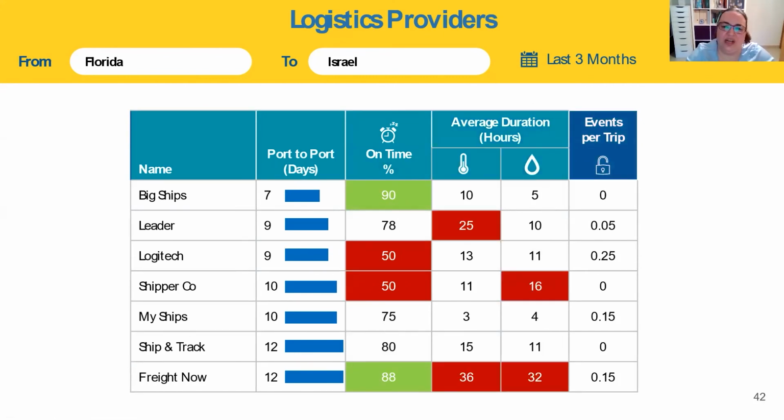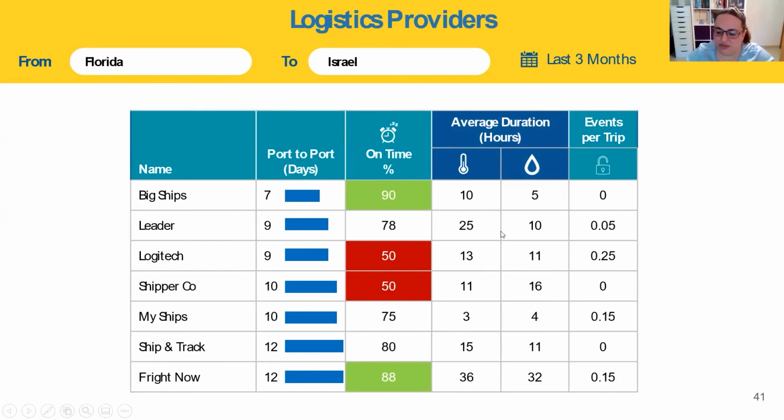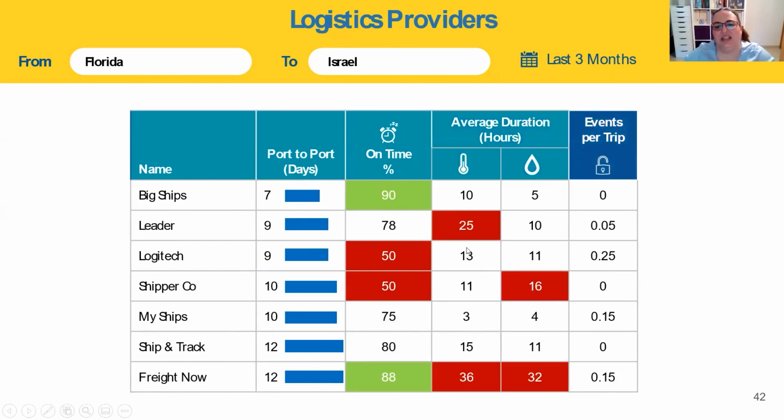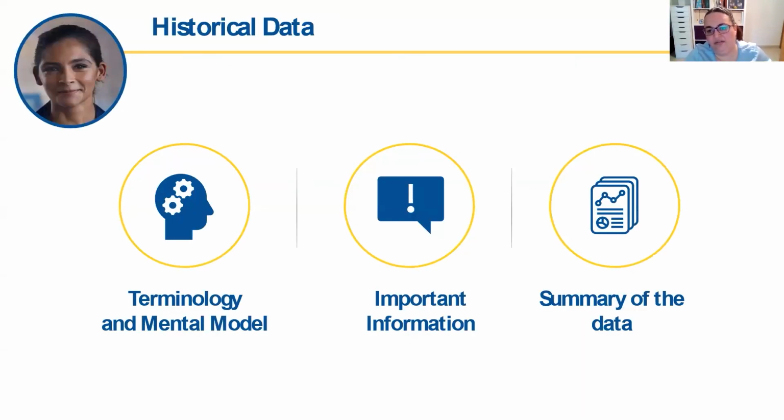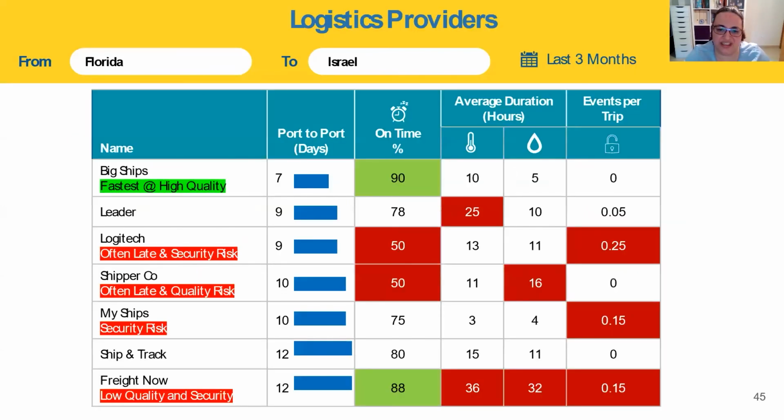We also highlighted extreme cases for temperature events and humidity events to help the user identify which companies have a problem with this. And we also highlighted security events per trip, the companies that have more events than normal. And still, when you look at this, it looks like a lot of information. We have a little bit more understanding of what is bad and what is good, but still it looks like a lot of information. What we also wanted to provide for the user is some kind of a summary of the data that helps them understand very quickly what they're getting.